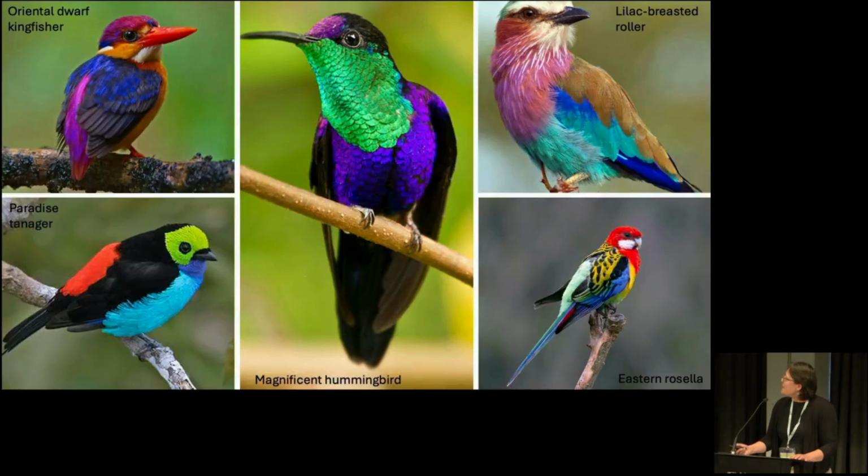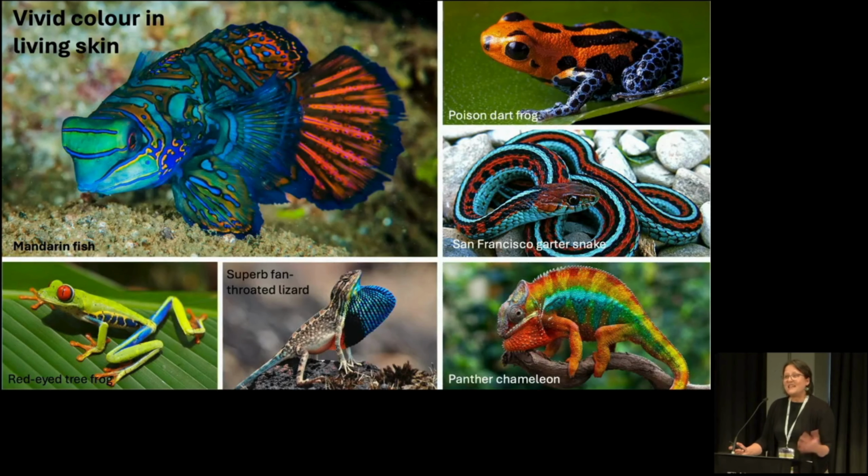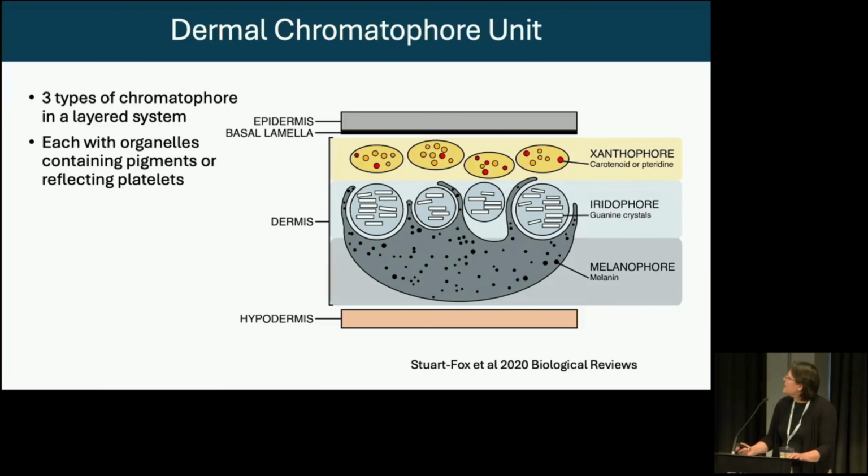But in fact, birds are an exception, if you like, because they produce these vivid colours in essentially dead tissue, in feathers. Whereas the great majority of vertebrates, more than 75% of them, in fact, so fish, amphibians, reptiles, produce vivid colours in skin, in living tissue. And these colours can be incredibly vivid. So how do they do it?